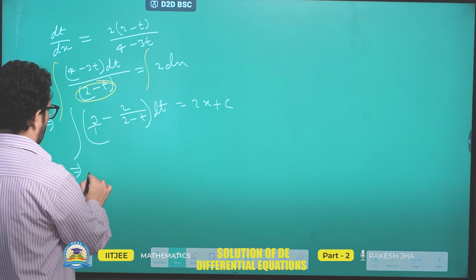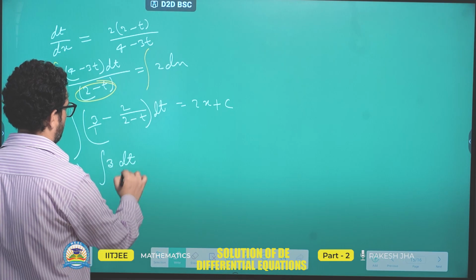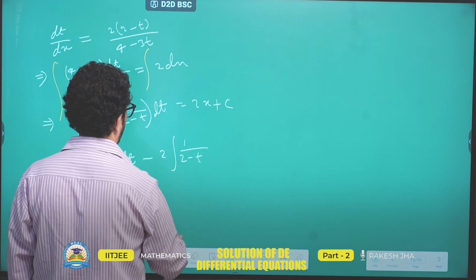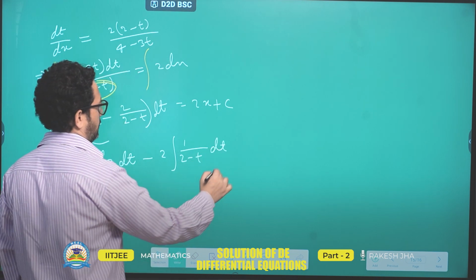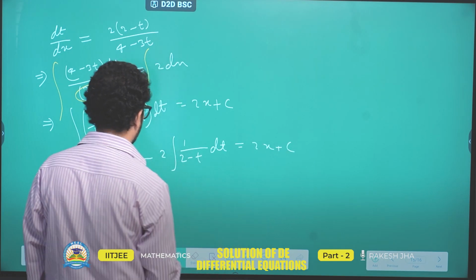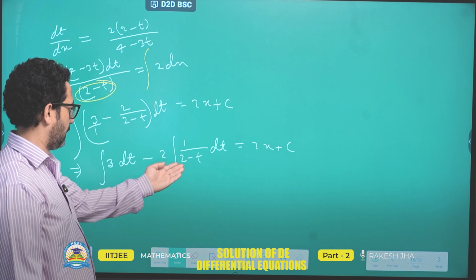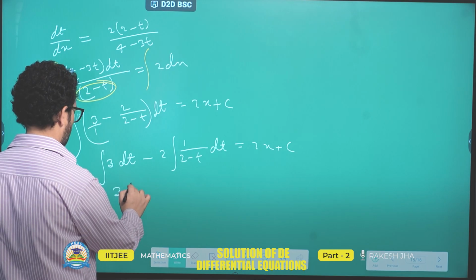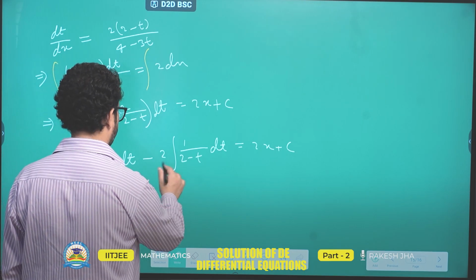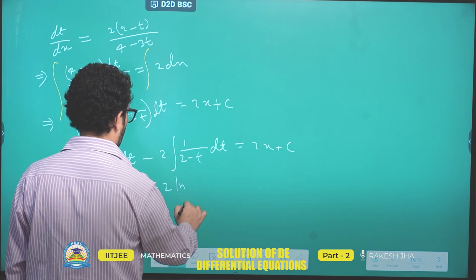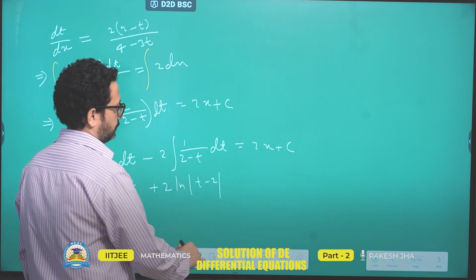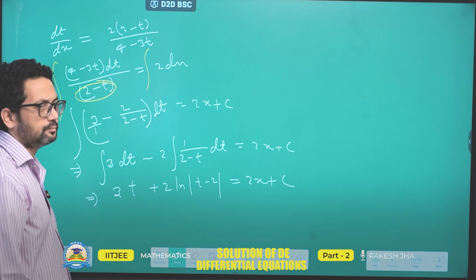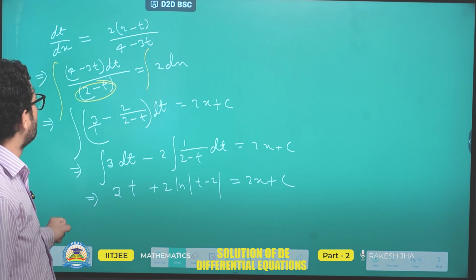So the next step would be the integral of 3 times dt minus 2 times 1 over 2 minus t dt is equal to 2x plus c. So now if you take minus common here, it would be t minus 2. One more step we can take here: 3t plus 2 times ln of t minus 2 is equal to 2x plus c. So this is the final solution, the general solution of the given differential equation.